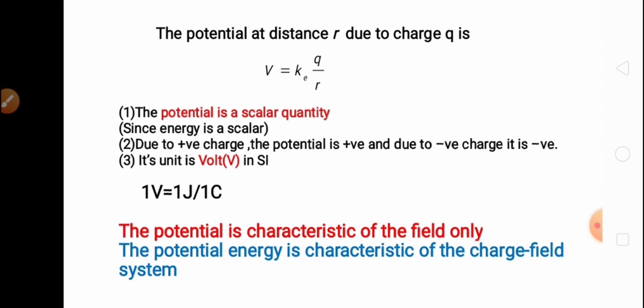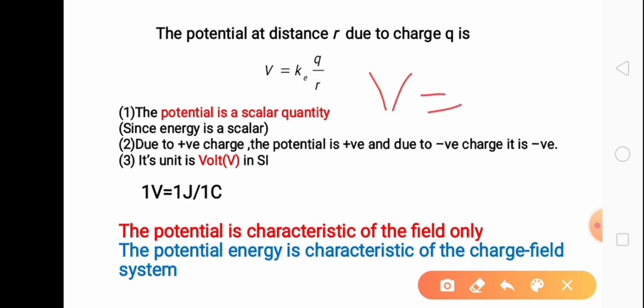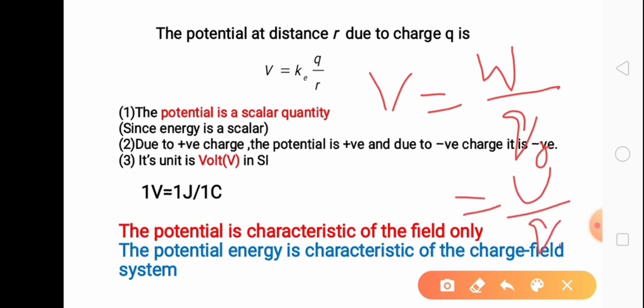What is its unit? V is equal to W by Q naught, or you can say it is equal to U by Q naught, potential energy per unit charge. It is joule by coulomb, which is taken as volt. So its unit is volt in SI. 1 volt is equal to 1 joule by 1 coulomb.